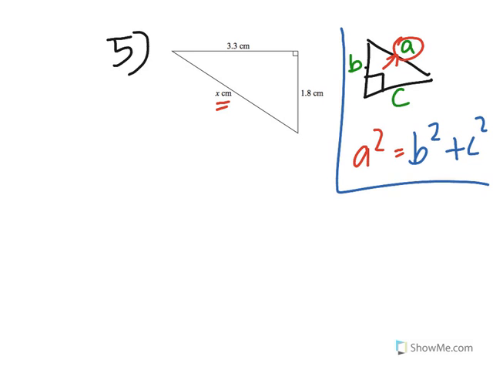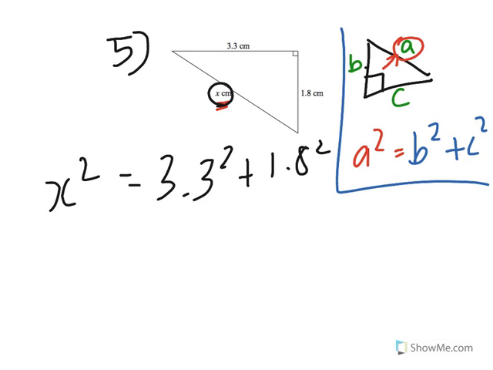Now we can apply this rule to this question. In this case, the hypotenuse is x, so x squared is equal to 3.3 squared plus 1.8 squared. So x squared is equal to 14.13.